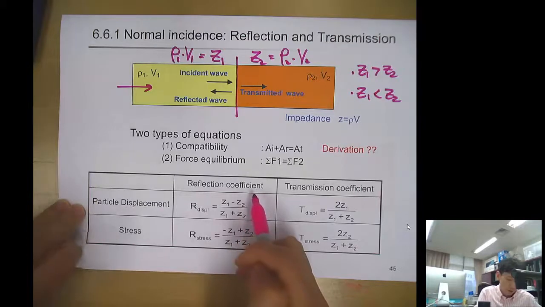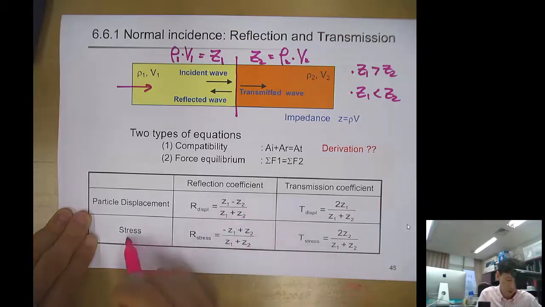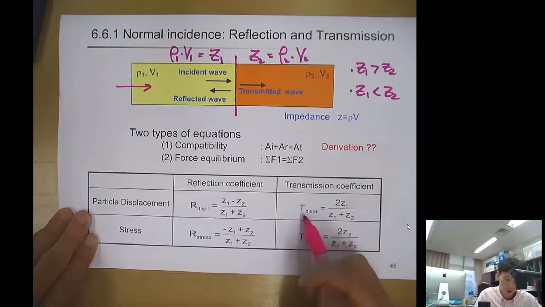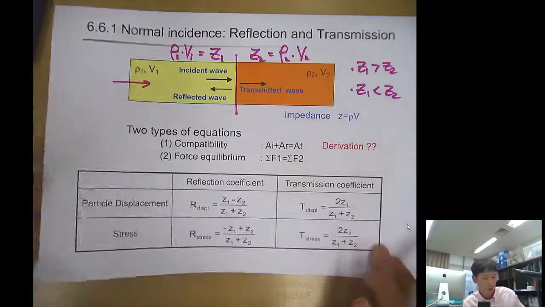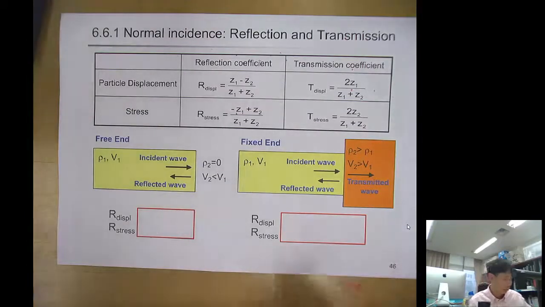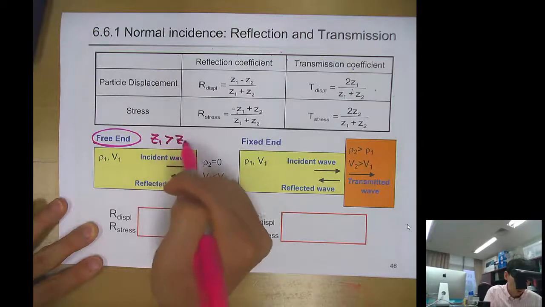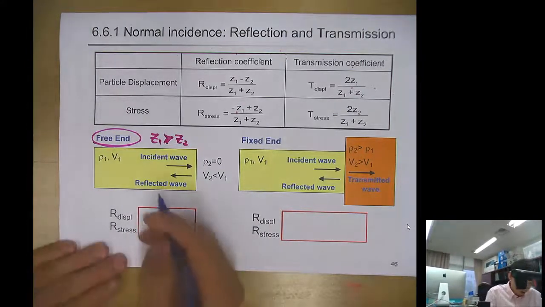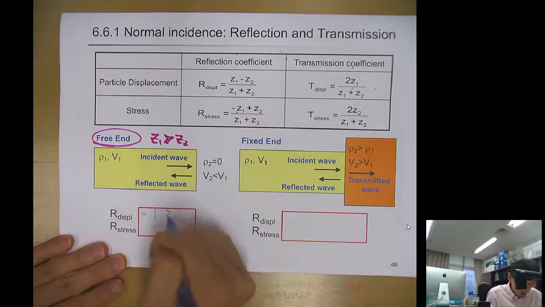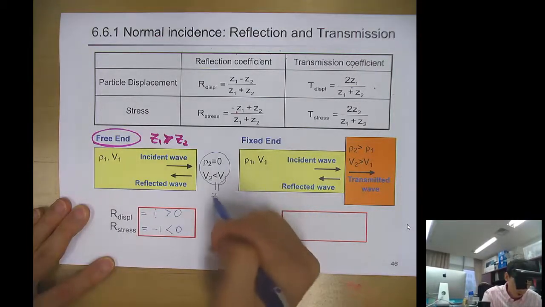So the reflection coefficient can be defined in terms of the particle displacement, R displacement, as a function of Z1 and Z2, or stress. And the transmission coefficient T also can be defined with the impedances Z1 and Z2, in terms of displacement and in terms of stress. So an example is if it's a free end, so here Z1 is very much larger than Z2, then R displacement will be 1, which is larger than 0, and R stress will be -1. In this case, Z2 is 0.